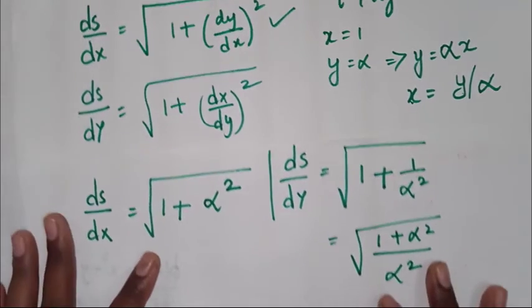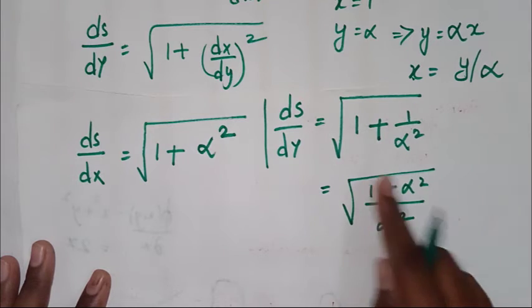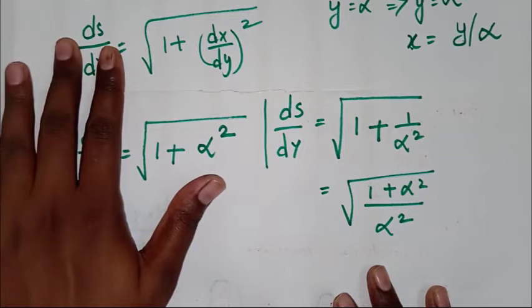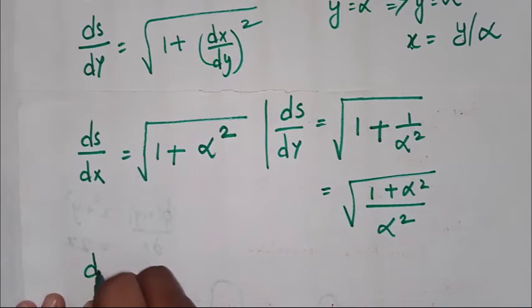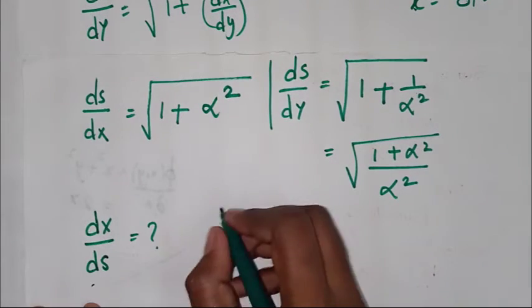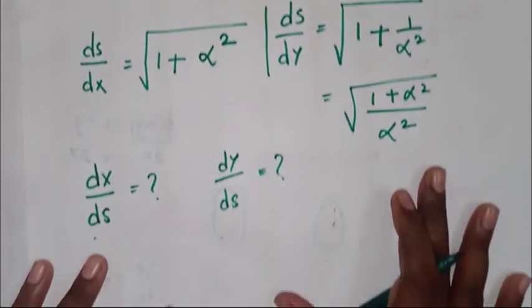Okay, so now we have found two terms: one is ds by dx and the other is ds by dy. So this is a very, very simple equation that you can keep in mind; we have derived it very easily. Now we'll just substitute in the final equations. We have dx divided by ds, and we have found what this is. Similarly, dy by ds is also found.